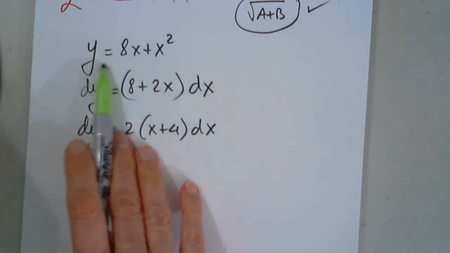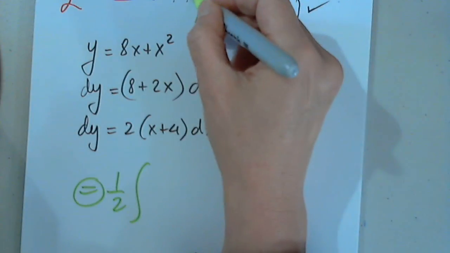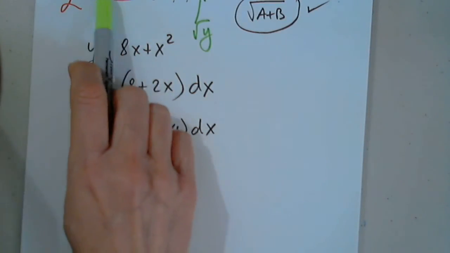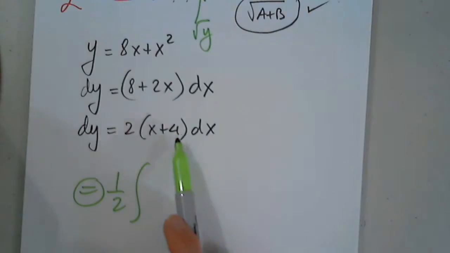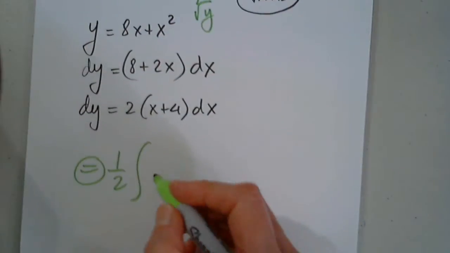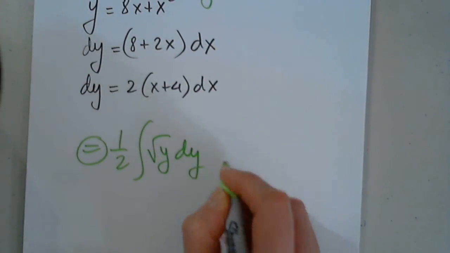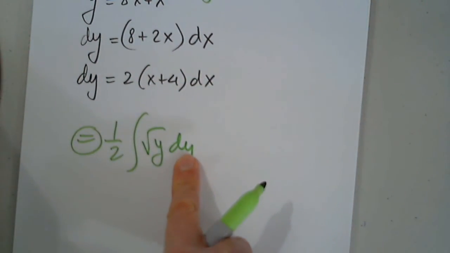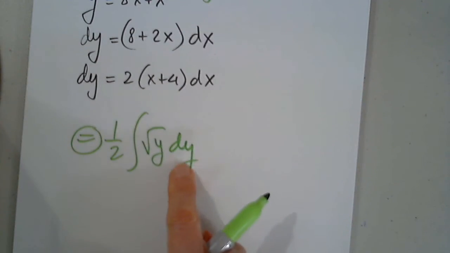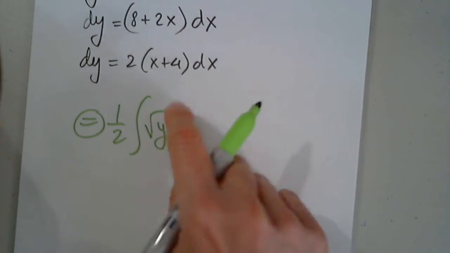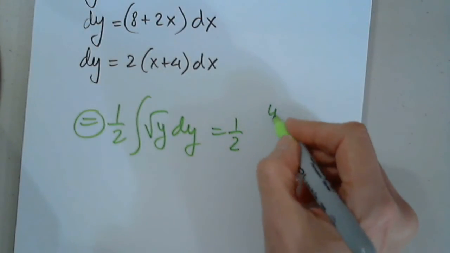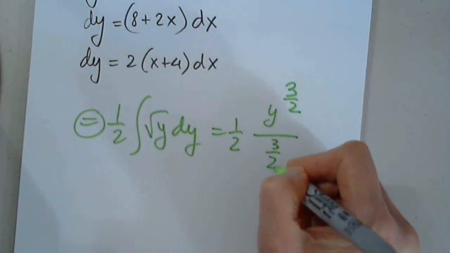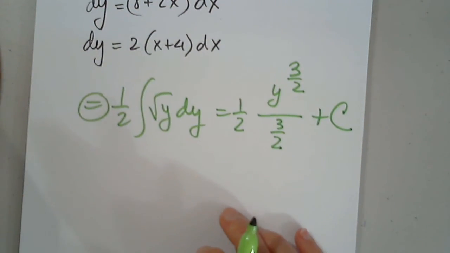This is the square root of y. This piece is the square root of y, all this. And the 2 and the x plus 4 and the dx, they're all in dy. So this is here. 1, 2, 3 are here. 1, 2, 3 here. So this is y to 1/2. So this is 1/2 times y to 1/2 plus 1 over 1/2 plus 1 plus a constant c.